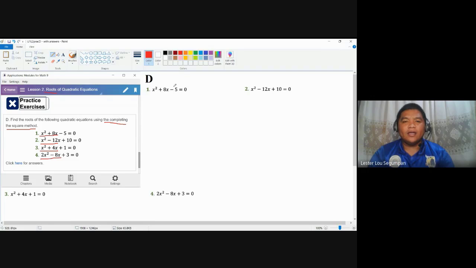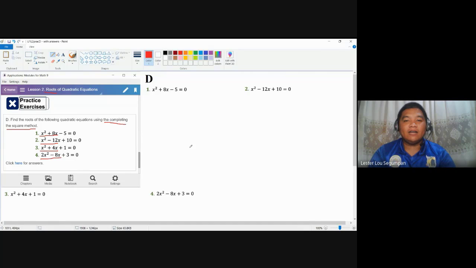First, let's check if it can be factored. When we look at the values here, we have b coefficients 8, negative 12, 4x, and then negative 8x. Now check whether each can be factored or not. Using the AC way, 1 times negative 5 is negative 5. There are no other factors of negative 5 which can result to positive 8. For the second, none of the factors can result to negative 12. For the third, none of it can result to 4. And for the fourth, none of it can result to 8. That is why we cannot use factoring here. So let us use the completing the square method.